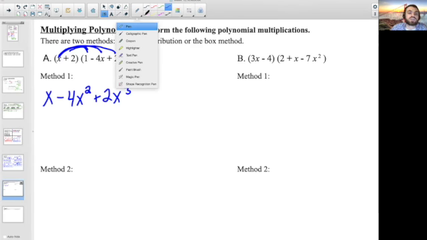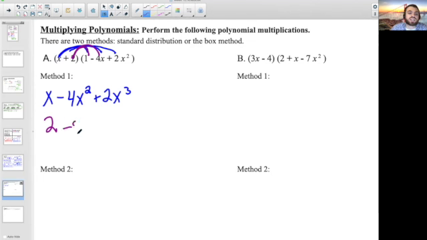Now I do the same thing with 2. 2 times 1 is 2. 2 times negative 4x is negative 8x. 2 times 2x squared is 4x squared. And now what I have to do is just combine, just add them up. It just becomes an addition.